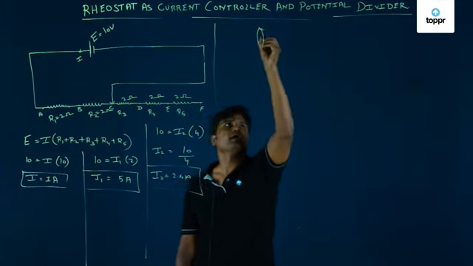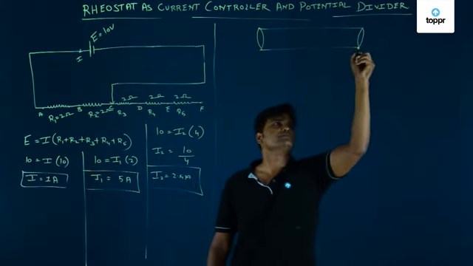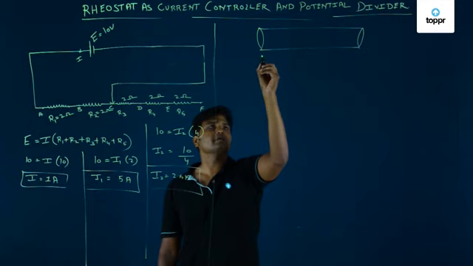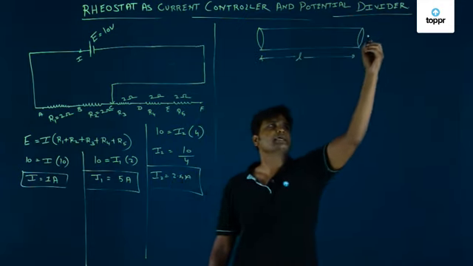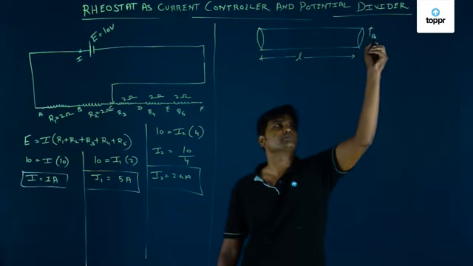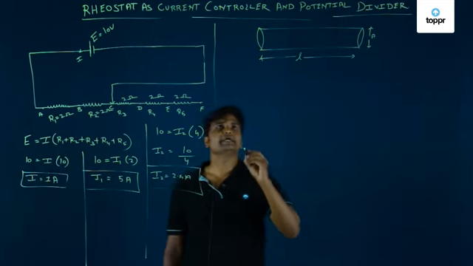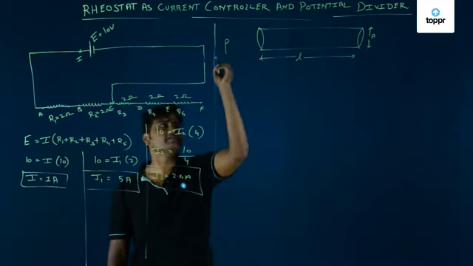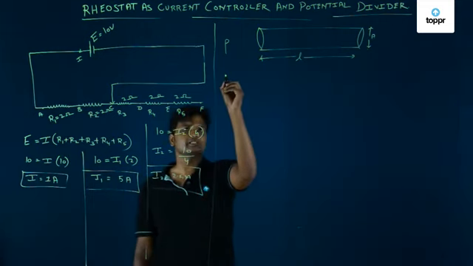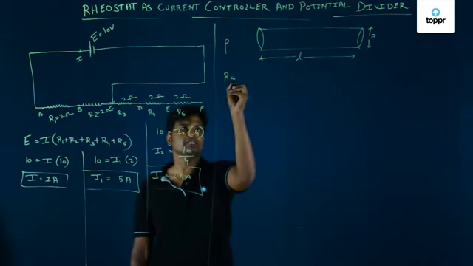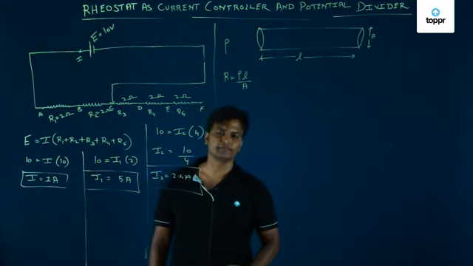Now, this is a conducting material. The length of this conducting material is L, and the area of cross section of this conducting material is A. And its resistivity is rho, right? So what is the resistance? Resistance is given by R is equal to rho into L by A, right?